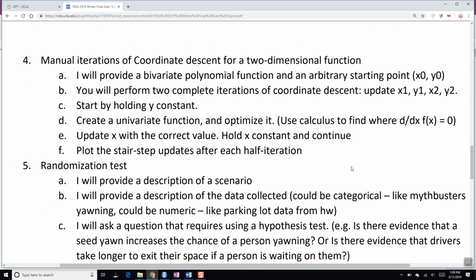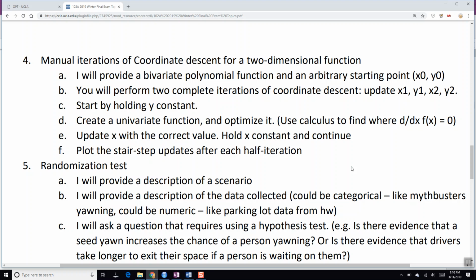Number 4, you'll have to do some manual iterations of coordinate descent on a 2-dimensional function. I will provide a 2-dimensional bivariate polynomial function, so that will not have any trig functions or anything in there. It's just going to be x and y, or some product of those, x squared, y squared, some kind of polynomial function, and then you'll perform 2 complete iterations of coordinate descent. I'm going to give you a starting point, x0, y0, and then you'll have to figure out x1, y1, x2, y2 according to coordinate descent.